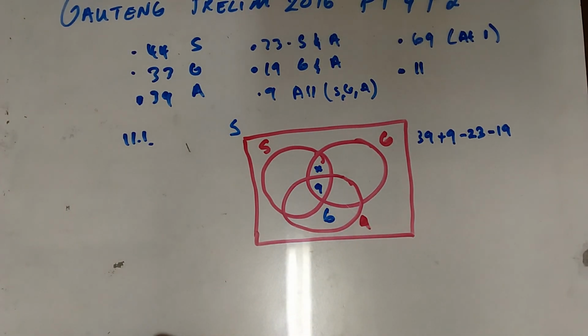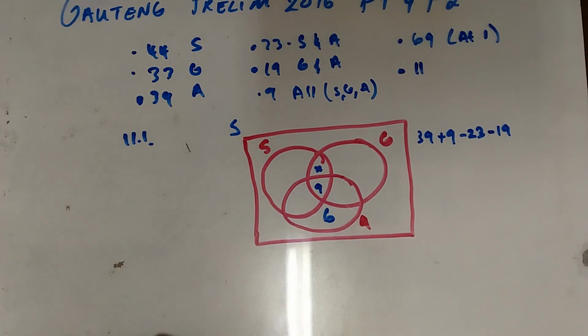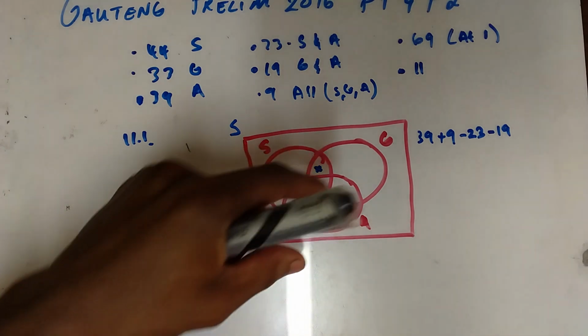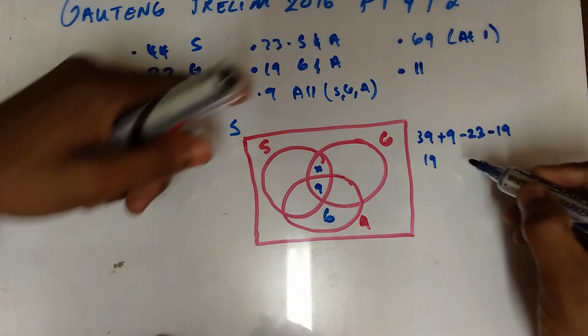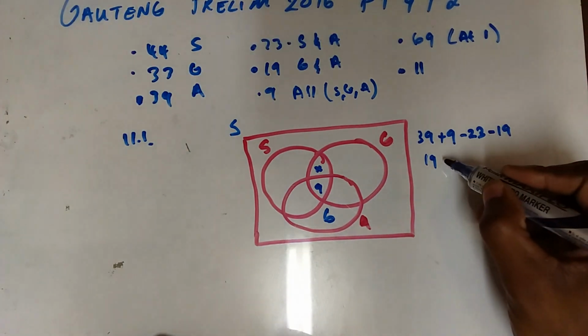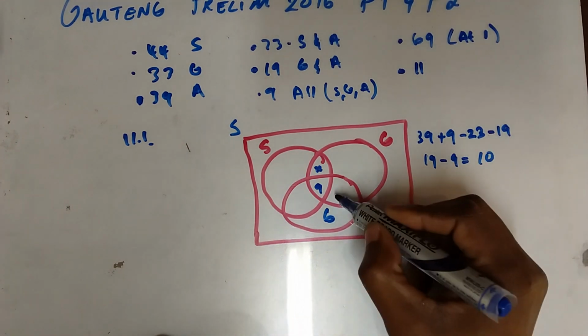Let us find the ones that did athletics and gymnastics only. That is going to be 19 people because they did gymnastics and athletics, and then there are those that did all of them, so we subtract that, so there should be 10.